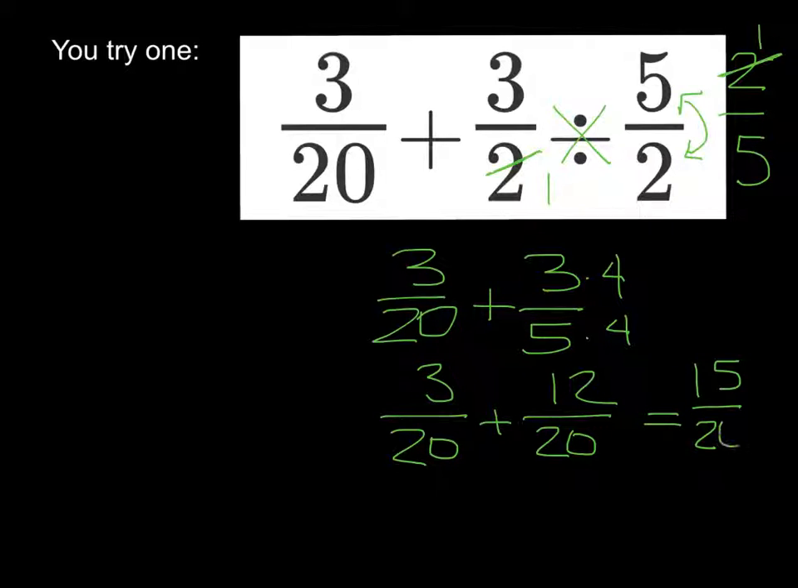And I should always double check and see, can I reduce my fraction? In this particular case, I can. They're both divisible by 5. So the reduced fraction is 3 over 4.